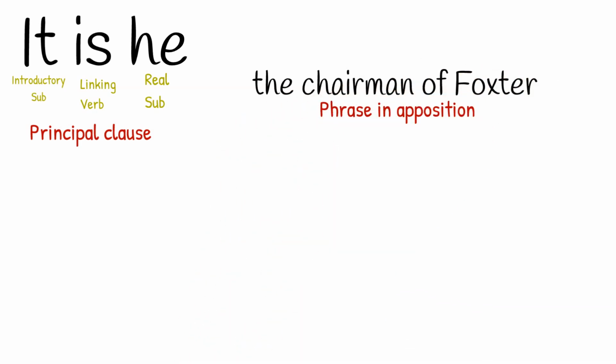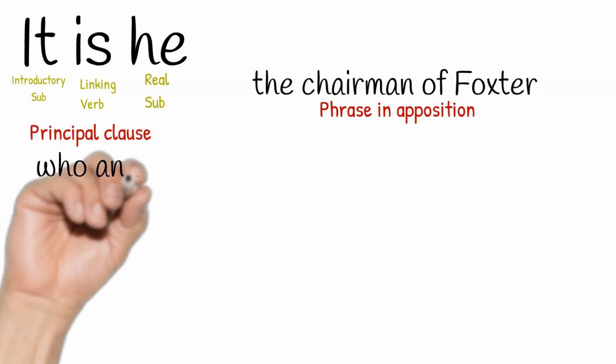Next. The chairman of Foxter is a group of words without having any finite verb and subject of its own. So this is a phrase. And this phrase is used in apposition to provide more information regarding the subject. This is a phrase in apposition.